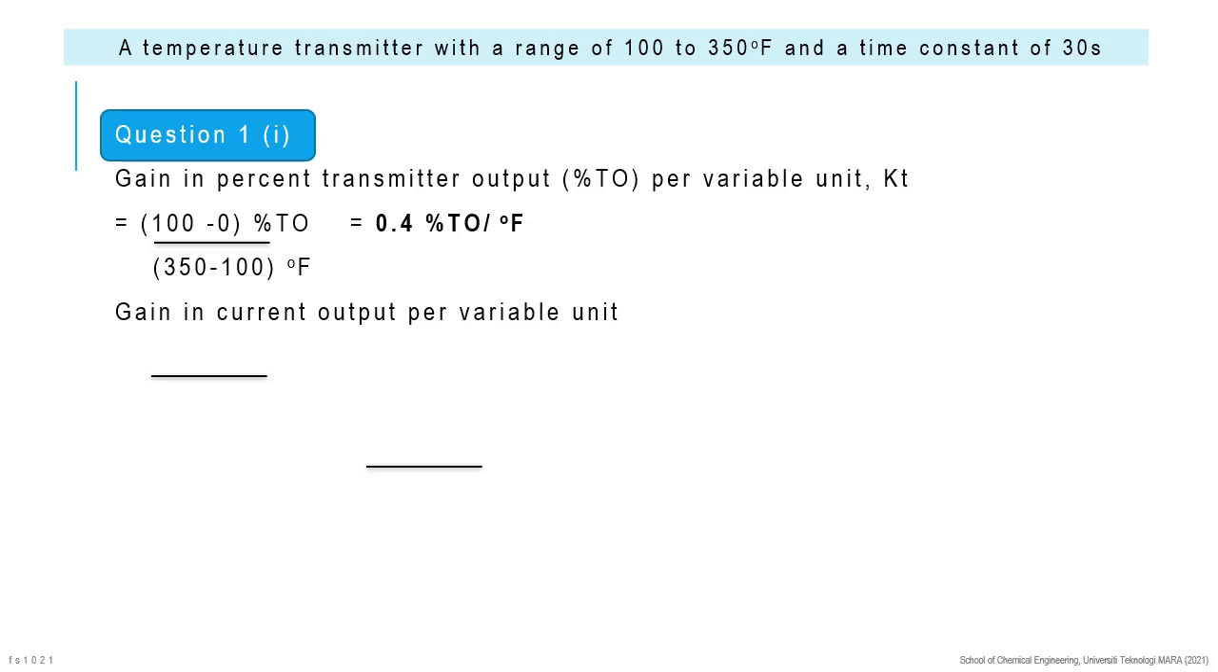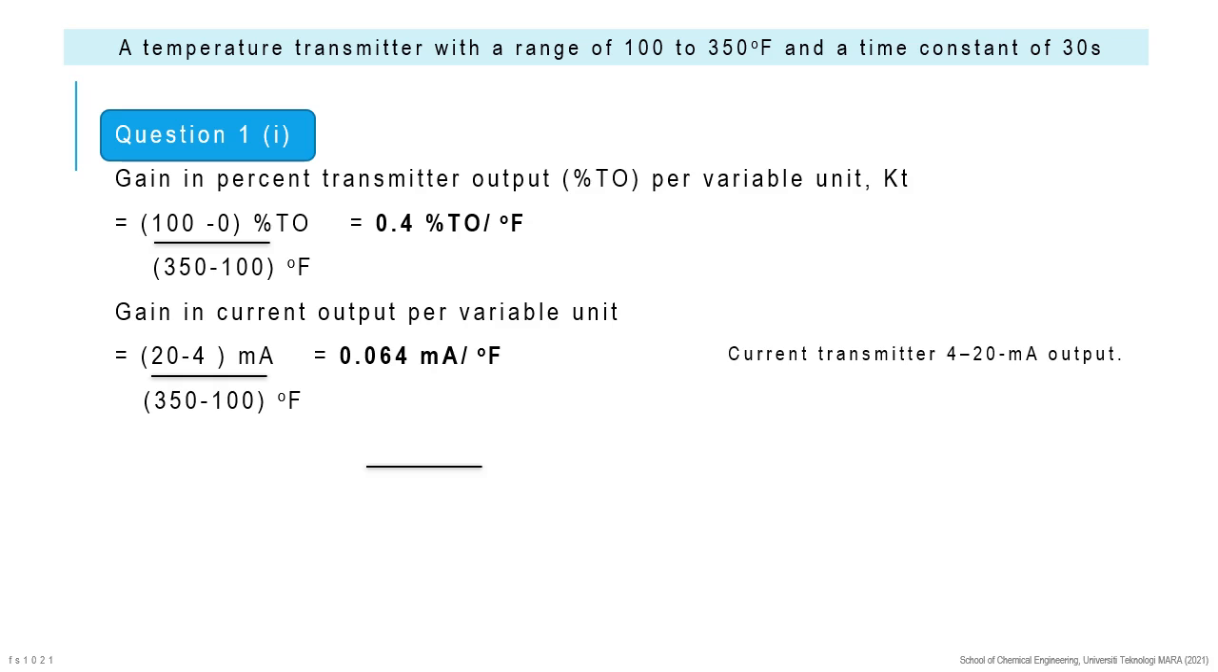For the gain in current output per variable unit, you must remember the range is between 4 to 20 mA output. To solve this, you need to divide the output by its input. The output is the current transmitter, which is 20 minus 4, divided by 350 minus 100 degrees Fahrenheit. You will get the gain for current output per variable unit equal to 0.064 milliampere per degree Fahrenheit.